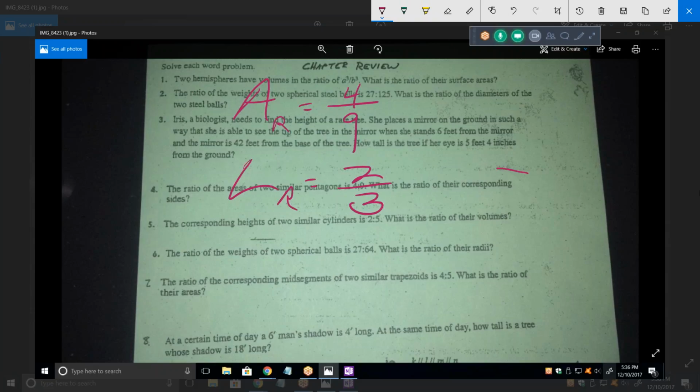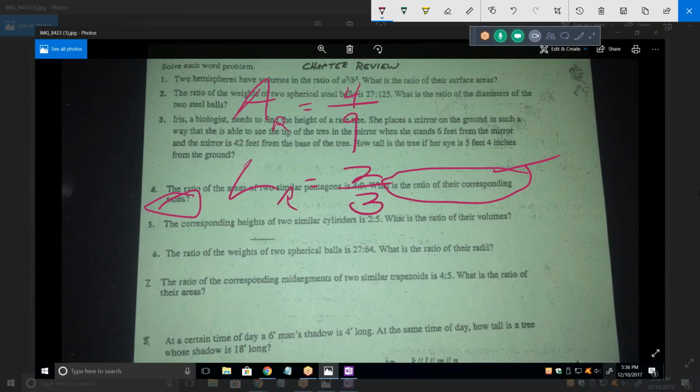What's the ratio of their corresponding sides? Now, how can you tell that they're talking about the linear ratio when they say that? Because it's the sides. Well, because if you were to measure a side, you'd get inches or feet or meters. You would not get square anything, right? So whatever your unit of measurement is, that tells you whether they're talking about linear ratio or area ratio or volume ratio.